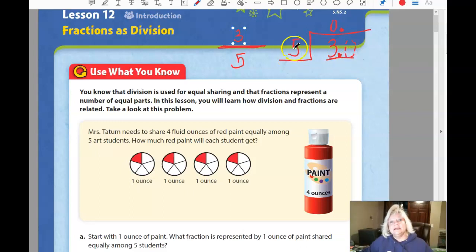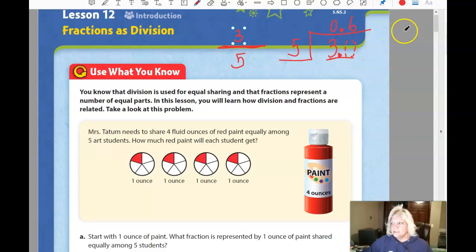How many times can I make groups of 5 out of 30? Well, multiplication, friendly numbers, tell me that 5 times something is going to be 30. And the answer is 6. So the answer is 6/10.